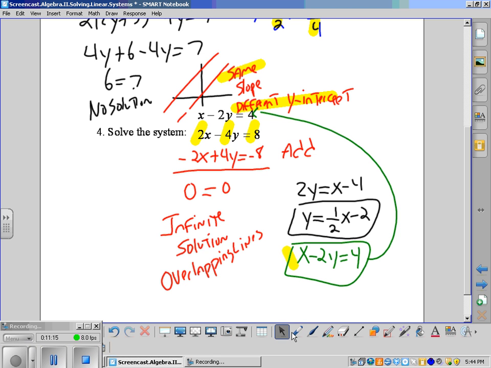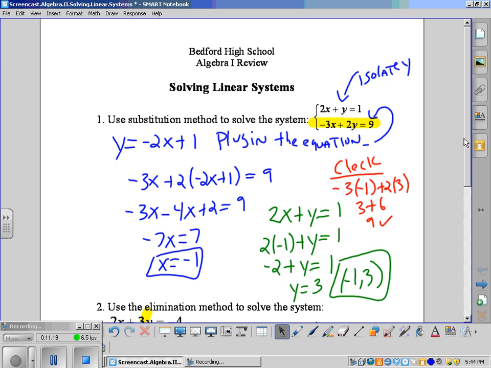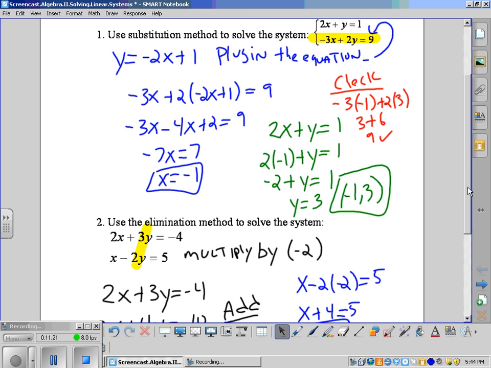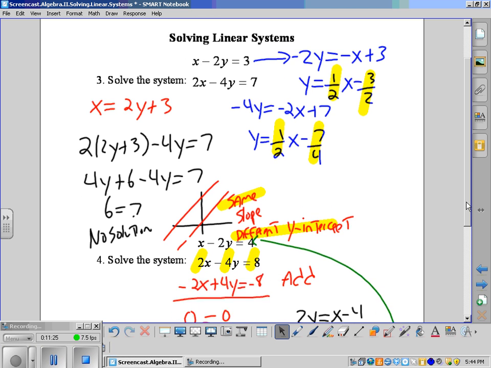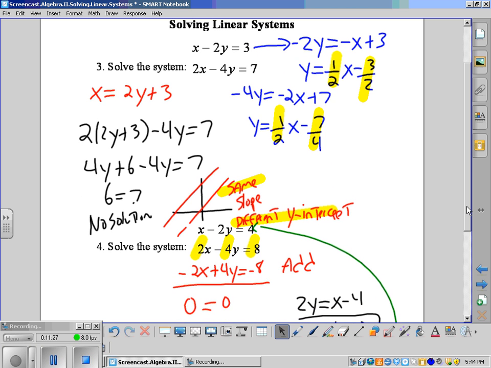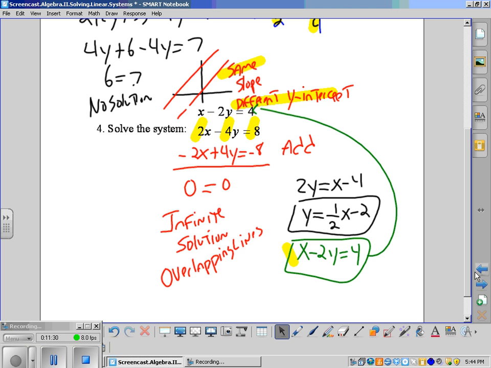So as a quick review, we had a substitution method. We had an elimination method. And then I went out of my comfort zone and did a substitution method, which was a no solution. And then we finished with an elimination method, and we found we had infinite solutions.